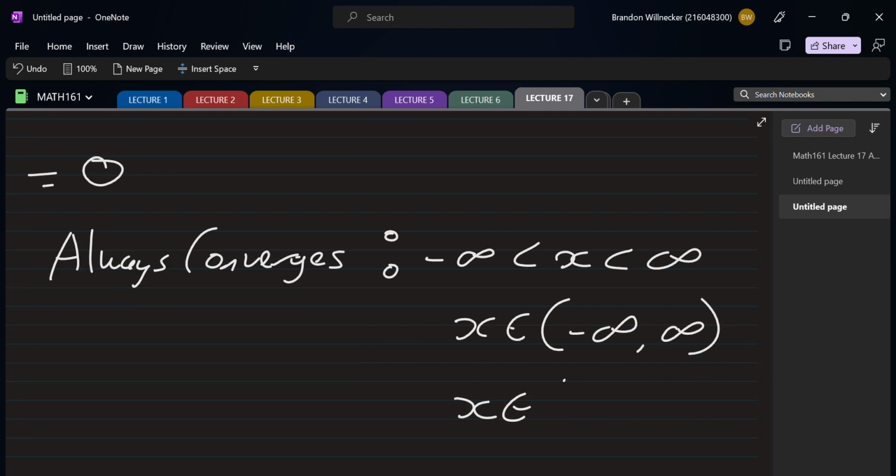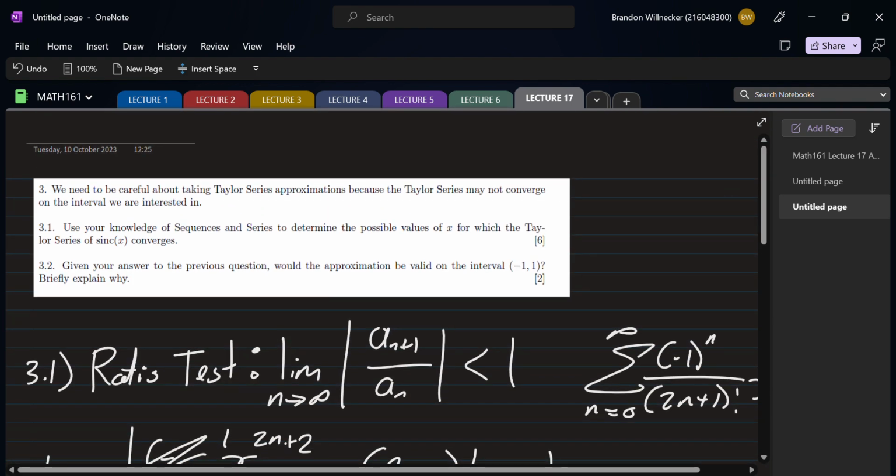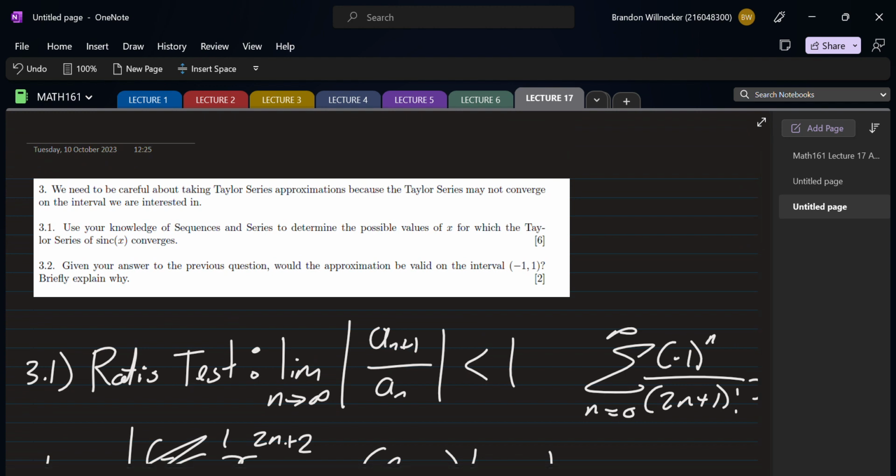Or you can just say any real number. Okay, I'm not too worried about how you write it, anything like that's fine. Okay, so we know it converges for any x value. That's proved. We know that now. If we go here, 3.2, given your answer to the previous question, would the approximation be valid on the interval -1 to 1? Well, we just showed it works for any x value. If it works for any x value, it has to work for these x values.